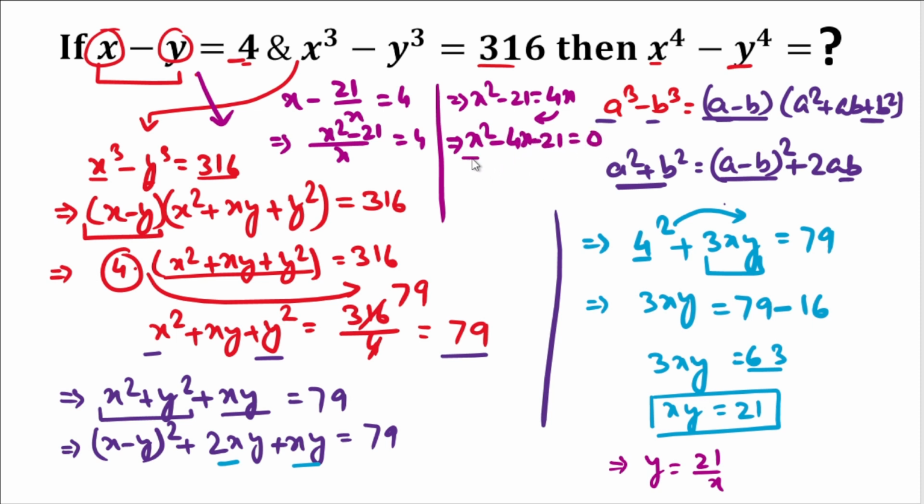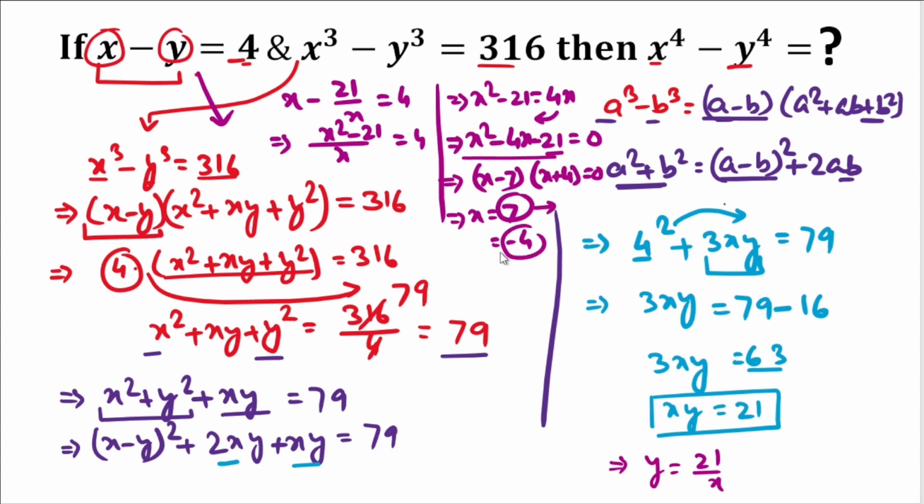Now we'll factorize this term, and the factors of 21 are 7 and 3. So the factors will be x minus 7 and x plus 3, and that is equal to 0. So from here the value of x will be plus 7 and another will be minus 3. So we'll have two values of x, one is plus 7 and another is minus 3. We'll take the positive one first and the negative afterwards.